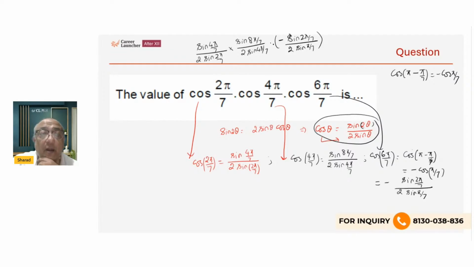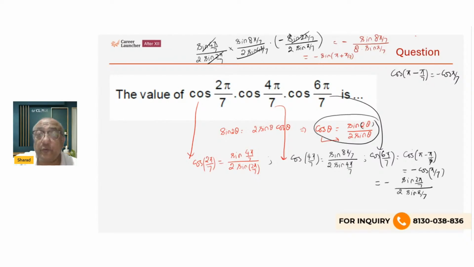Now see, lot many terms will get cancelled. This will get cancelled. This will get cancelled. And what do we have here? Just look at this screen for a second. We have minus sign. We have sine 8 pi by 7 upon 2 into 2 into 2, which is 8, into sine pi by 7. If I see it carefully, then I can write minus sine, from here minus sine pi plus pi by 7, because sine 8 pi by 7 is pi plus.